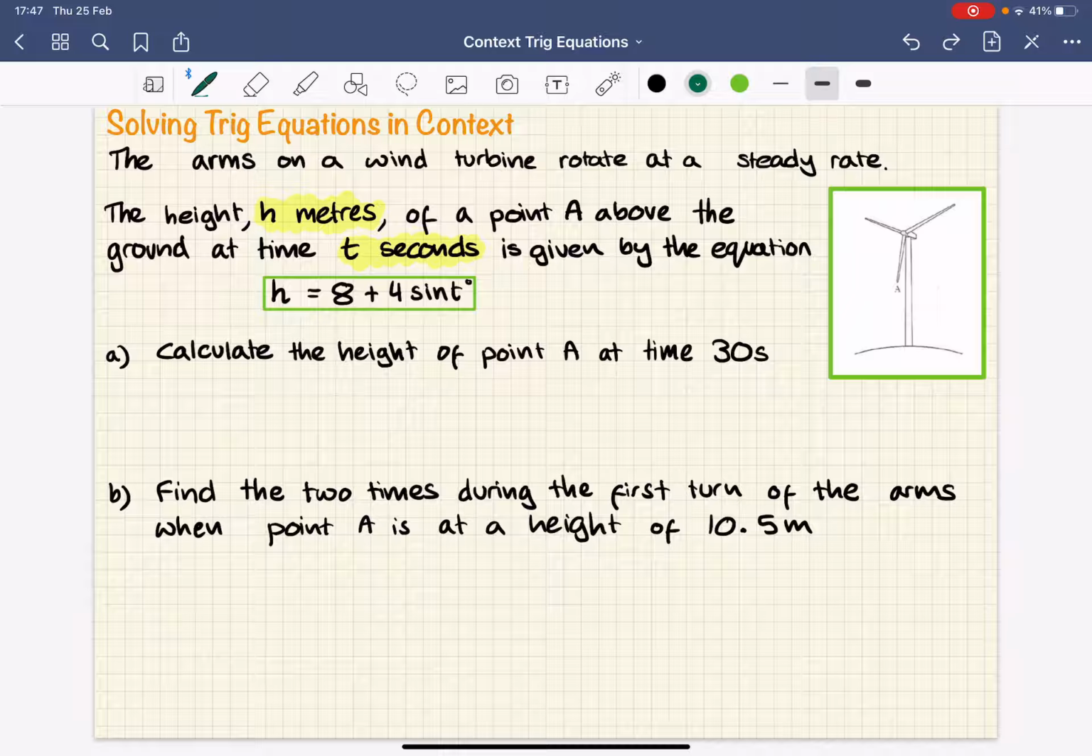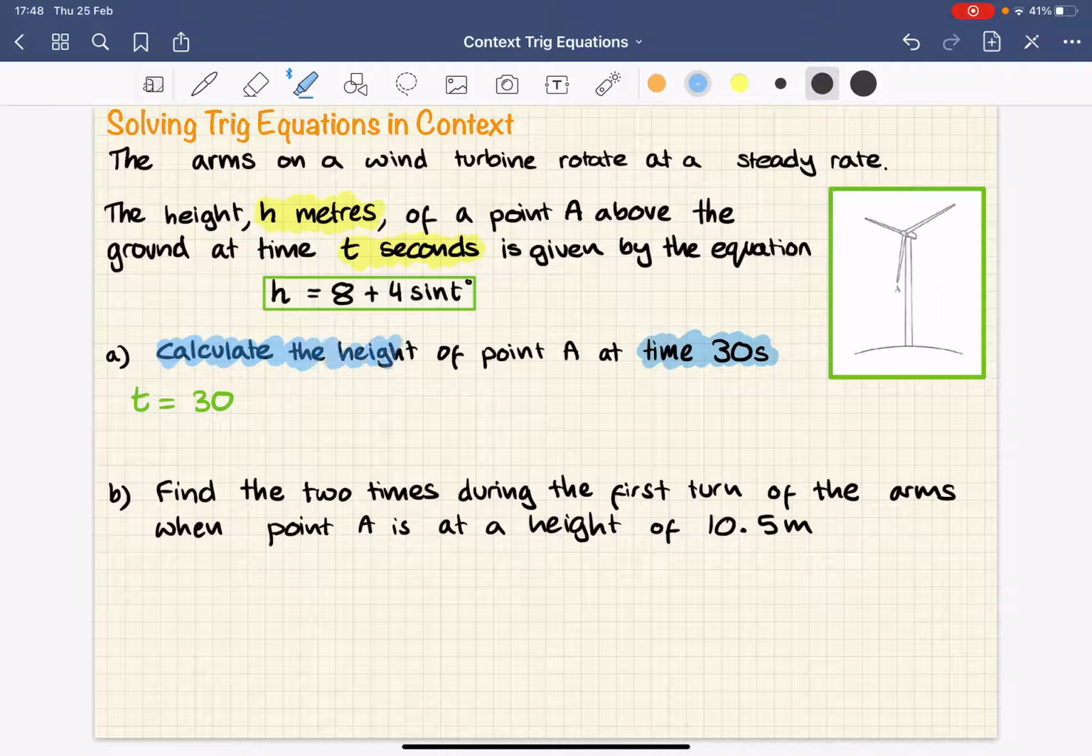So when I read question A, the first thing I need to ask myself is, what do I know and what don't I know? We are told that time is at 30 seconds. So I know instantly that my t for time is 30. Got that straight away. And then it's asking us to calculate the height. So the bit of information I don't know in this question is what h is.